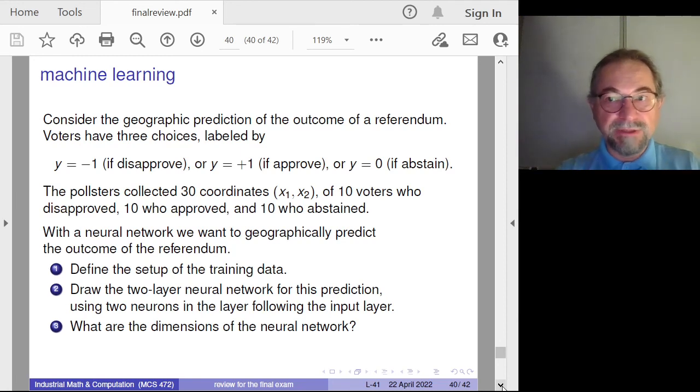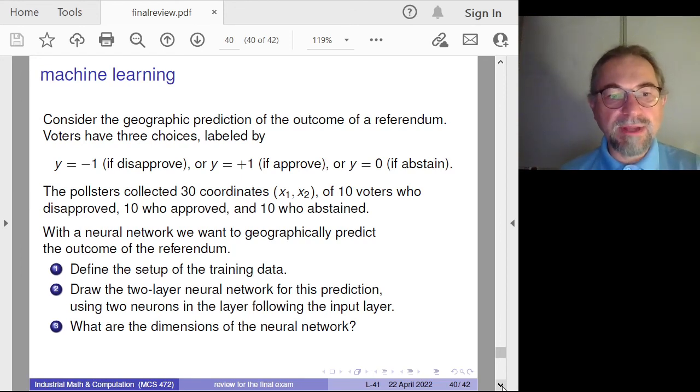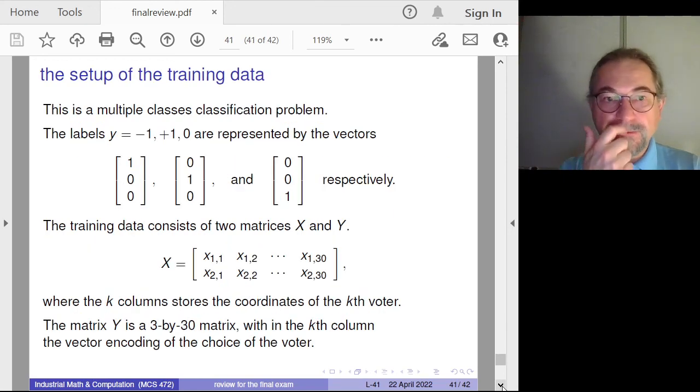So you can't really question everybody in the state, but you have these 30 samples. Can you actually predict the outcome of the election? So you can build a model to predict this. And there are several ways to do this, but let's do this with a 2-layer neural network. And the last question is, what are the dimensions of the neural network?